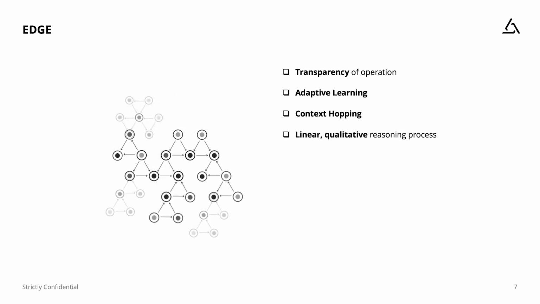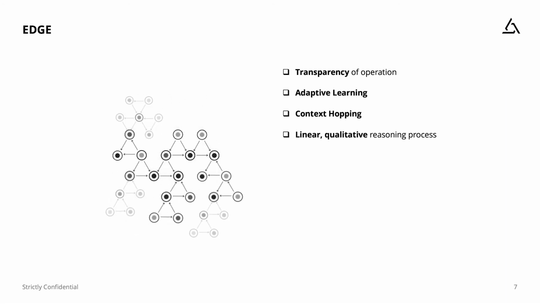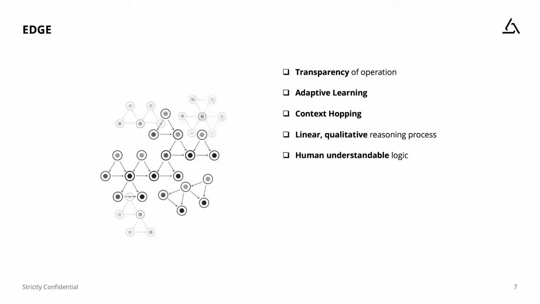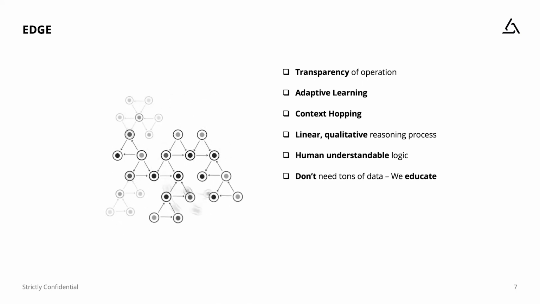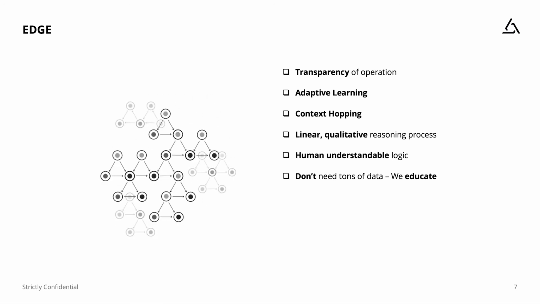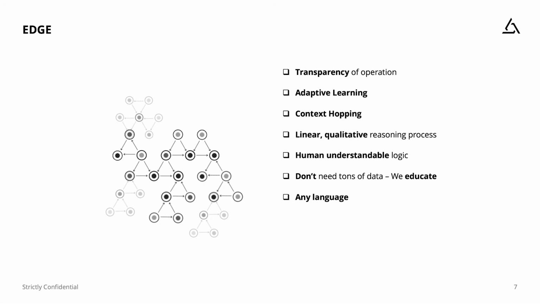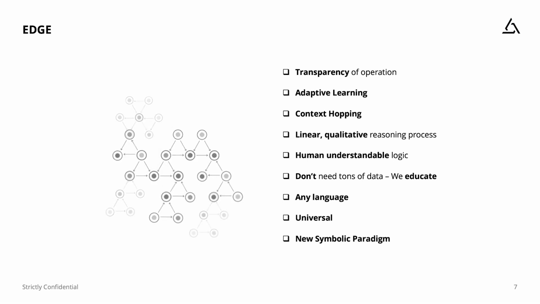Our Mind AI has the ability to do qualitative reasoning process, not quantitative. So it's not in zeros and ones, but it's in actual human understandable logic. Therefore, we don't need tons and tons of data, but we educate Mind AI into understanding the surroundings with common sense knowledge and domain-specific knowledge. It's possible in any language. It's possible in any domain, so we call it domain agnostic. It's a new symbolic paradigm.